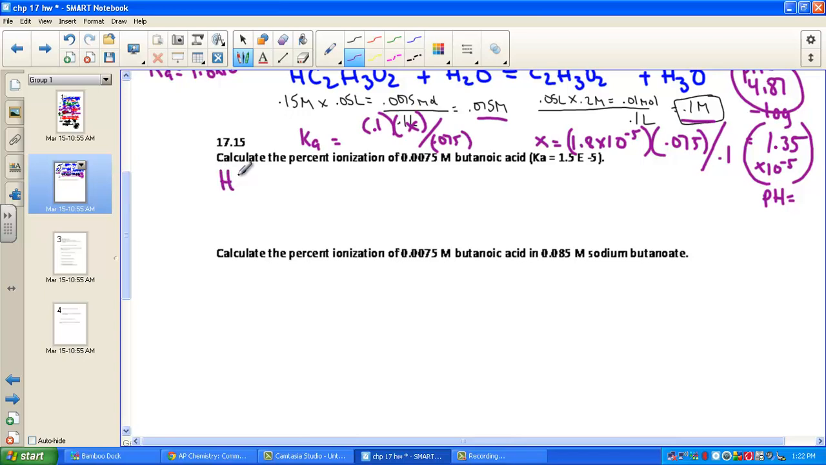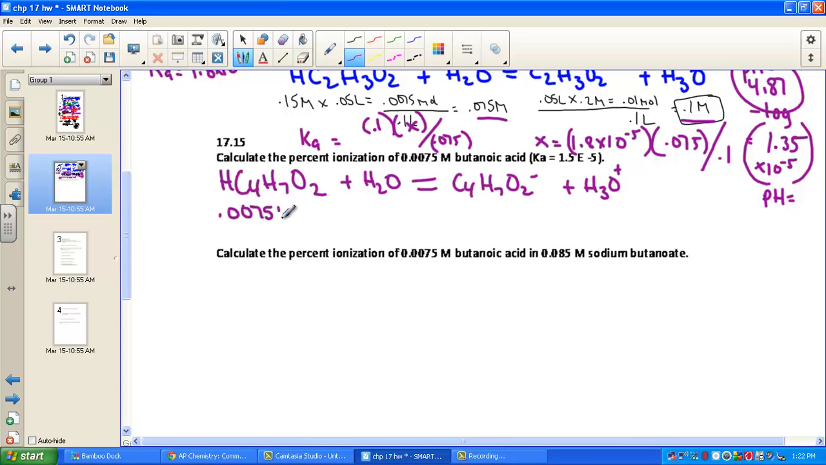HC4H7O2 is in equilibrium. Alrighty, setting up its conjugate base, butanoate, C4H7O2 negative, and the conjugate acid H3O plus. If the original concentration is 0.0075 molar, the original concentrations of the ions are set to 0.